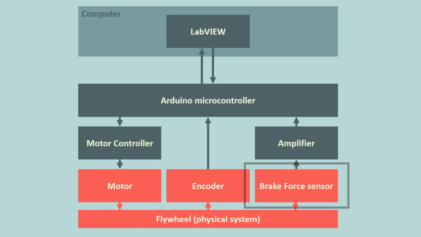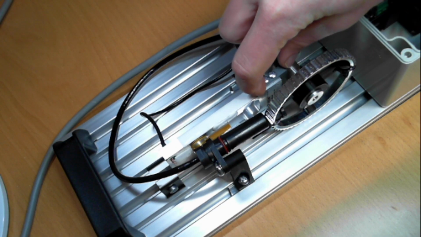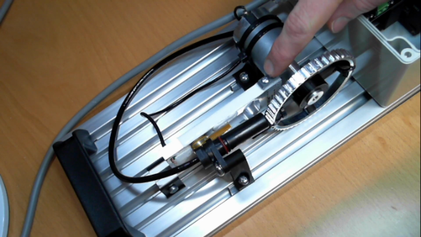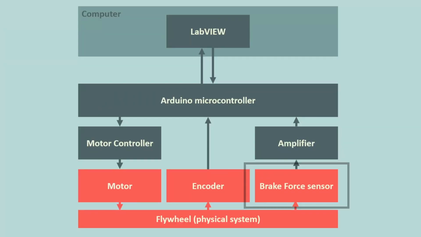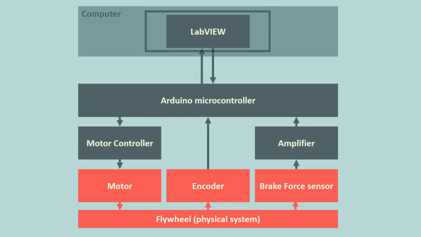The brake force sensor is a load cell that is pushed down by the shaft when it's used for braking. So that way, we also have a way of determining how much force is used during braking. The signals from and to these three devices are sent to a microcontroller, and this microcontroller communicates directly with LabVIEW through a USB cable. Inside LabVIEW, we place the PID controller, which is responsible for maintaining the correct speed on the flywheel.